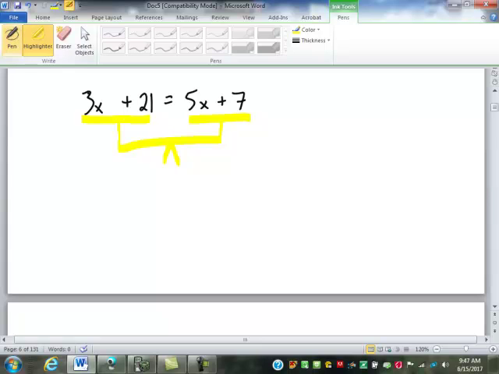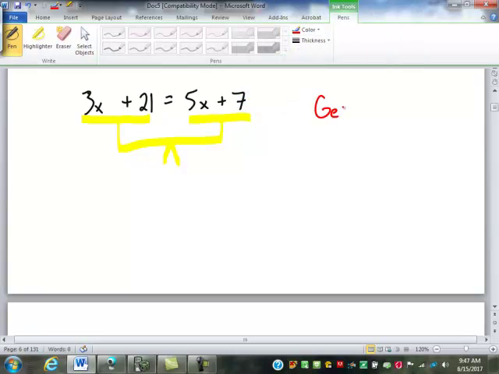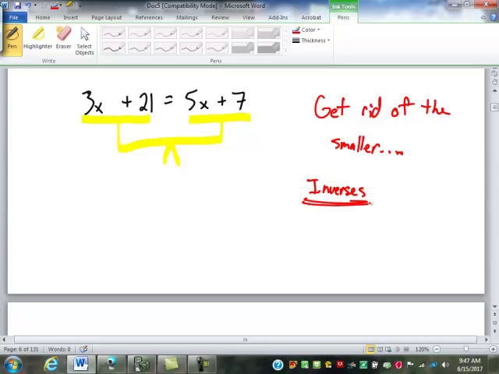And to do that, I usually get rid of the smaller one. Which one's smaller here? The 3x. The 3x is smaller, yes. Now, mathematically, getting rid of something involves something called inverses. Inverses, we've actually been using those to solve these equations so far.